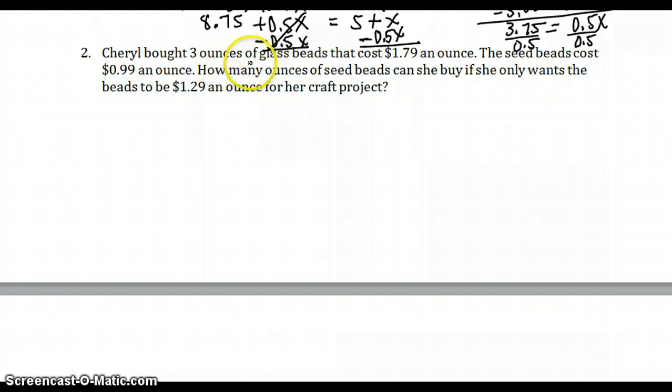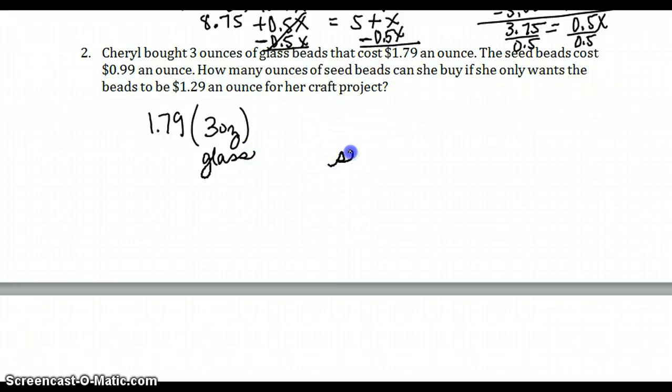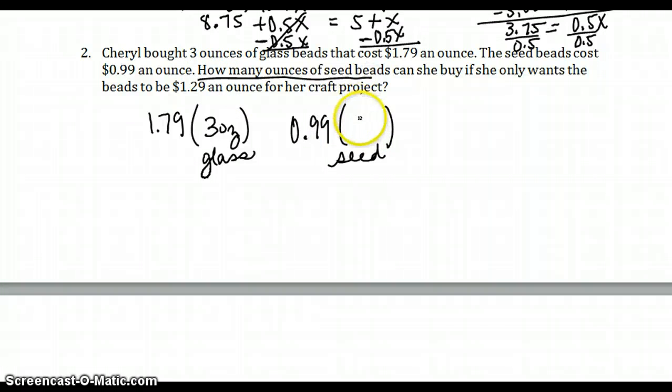Cheryl bought 3 ounces of glass beads that cost $1.79 an ounce. She has 3 ounces already, and they were $1.79 an ounce. The seed beads cost 99 cents an ounce. So there's some other kind of beads. This would be the glass, and then there's another kind called seed, and they're 99 cents an ounce. Oh, but I don't know how many ounces. How many ounces of seed beads, I'm going to call that X, does she need to buy if she only wants the beads to be an average of $1.29?